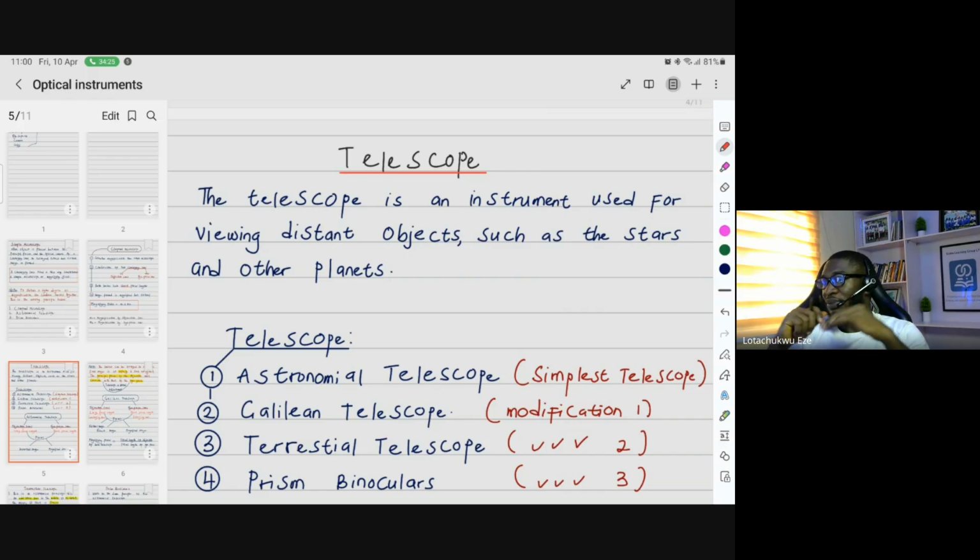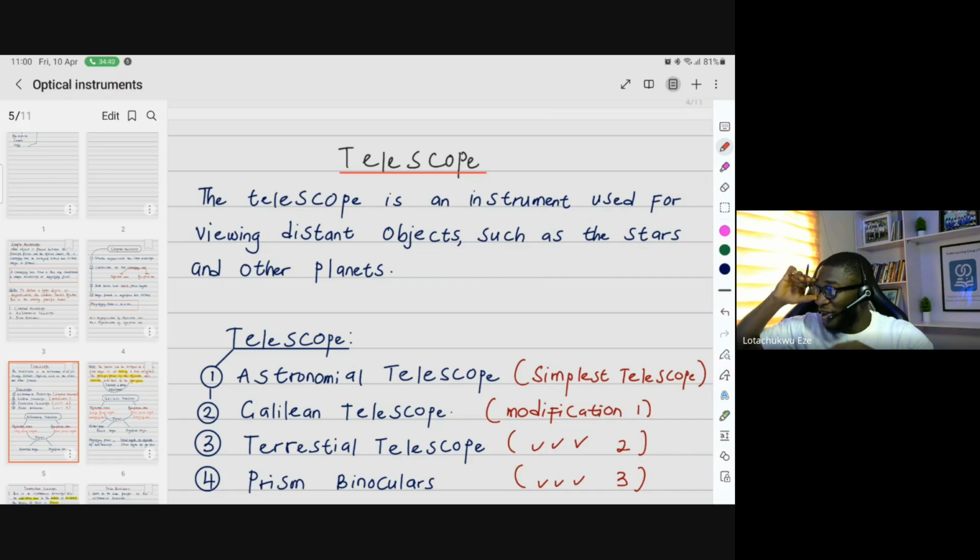And telescopes are of different forms. We have the astronomical telescope, we have the Galilean telescope, we have the terrestrial telescope, and then we have your prism binoculars.